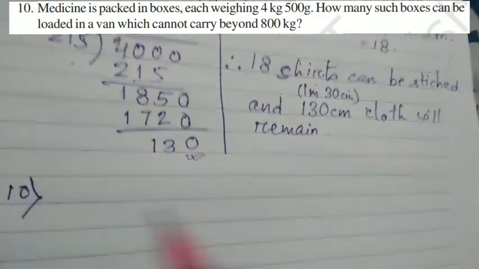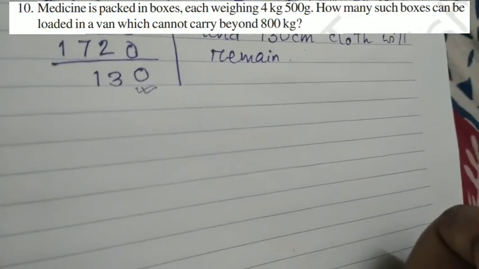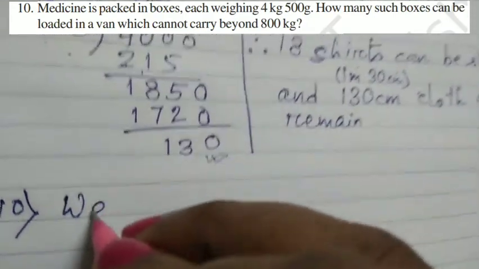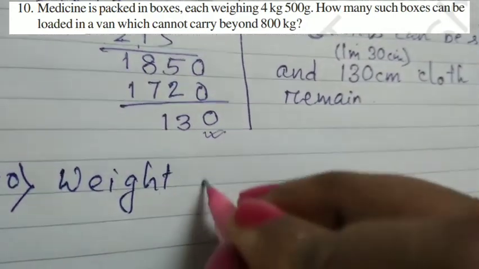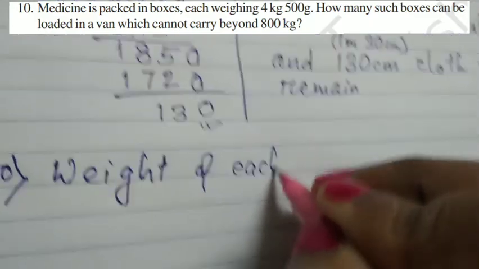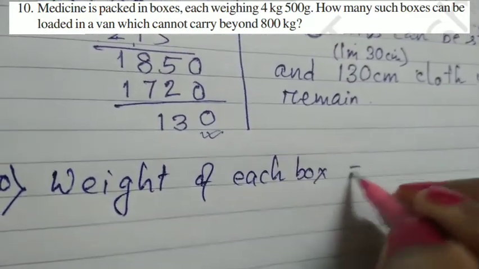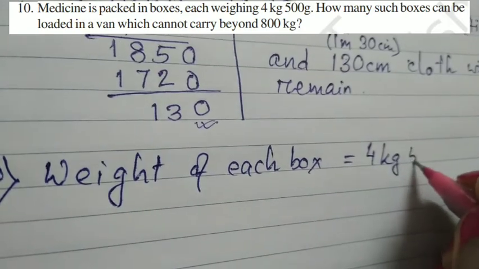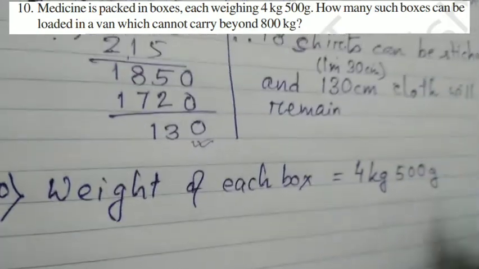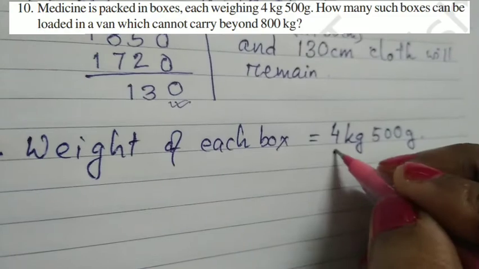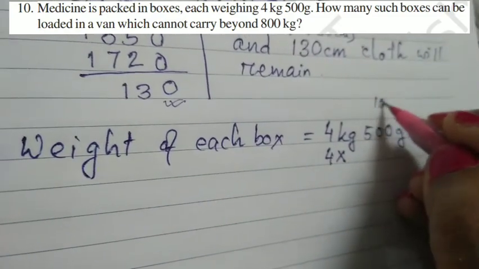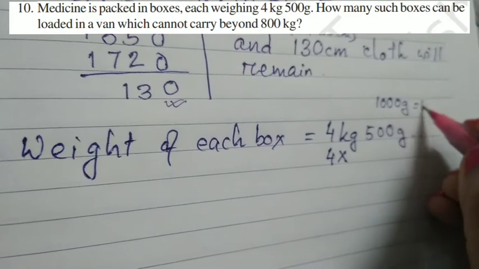Question number 10. What does question number 10 say? Medicine is packed in boxes, each weight. So weight of each box is 4 kg 500 gram. Again I said, I will convert it into a single unit. So 1000 grams is equal to 1 kg.